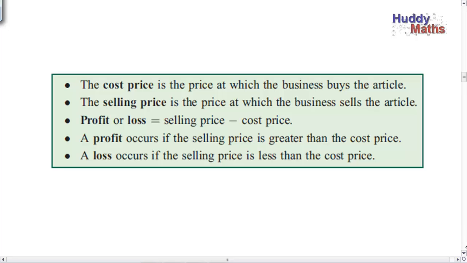And here's a big one. This is in the retail industry, or in buying and selling in general. The cost price is the price at which the business buys the article. The selling price is the price at which the business sells the article. So that's a couple of definitions. You could write that down in your book. Profit or loss. The profit is the selling price minus the cost price.